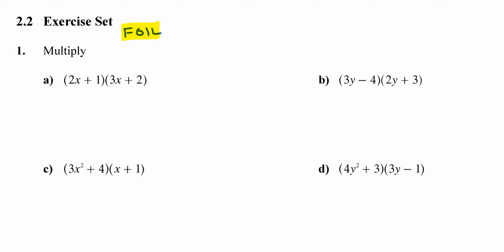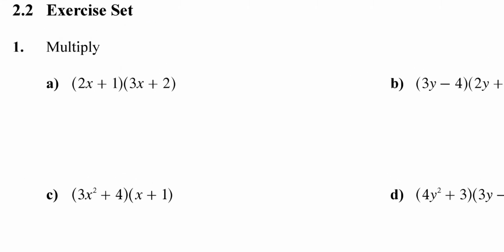Let's now start the homework questions from section 2.2. For these particular questions, we need to multiply polynomials together. The technique that I'll be using is the FOIL technique. FOIL stands for first, outer, inner, last. Okay, so let's go ahead and take a look at question number 1a here.